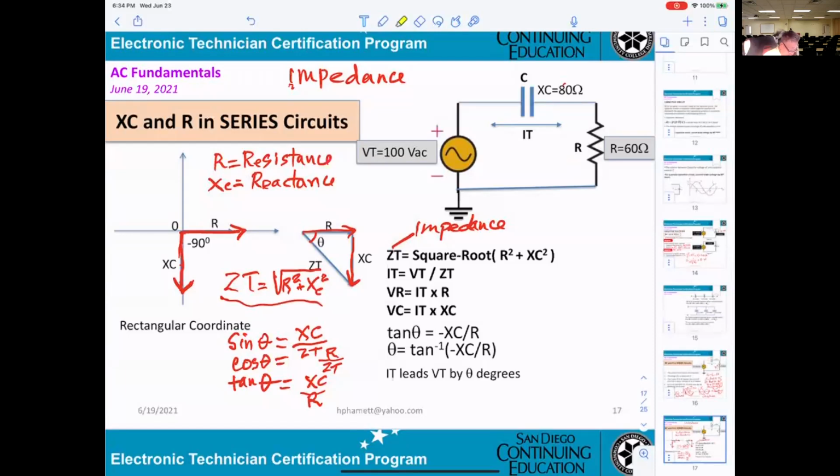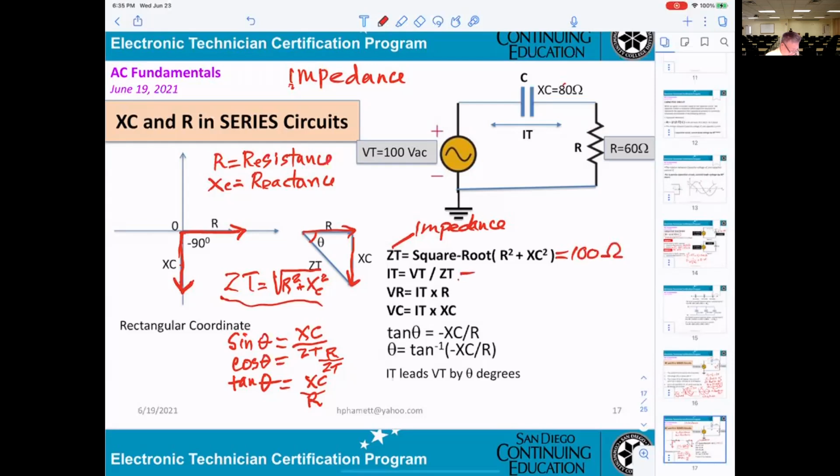So the answer equals 100, right? The answer will be 100 for ZT. The current would be 1 because it's 100 volts over 100 impedance. So that will be equal to 100 ohm.